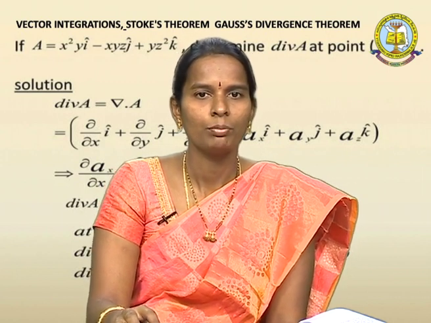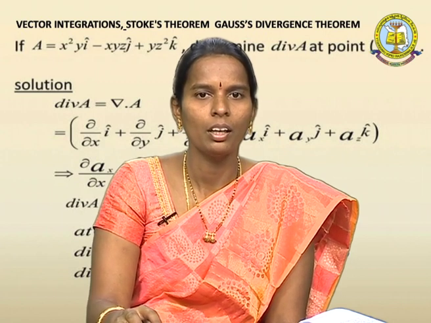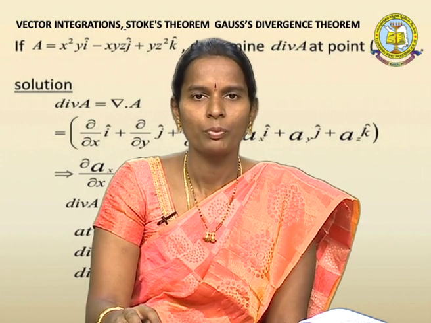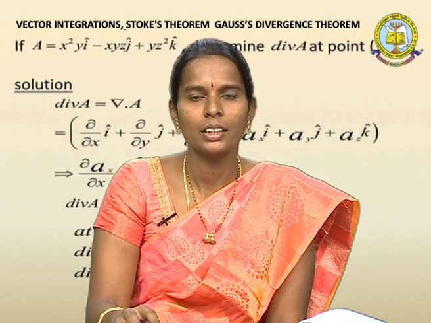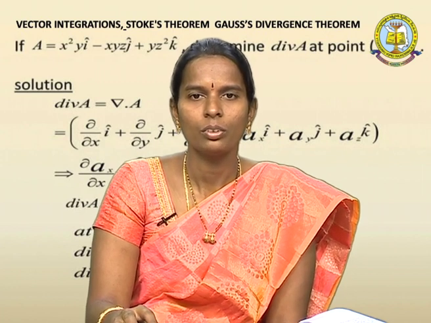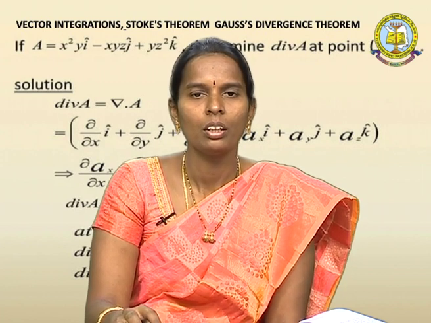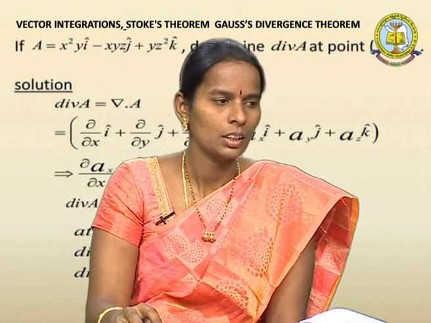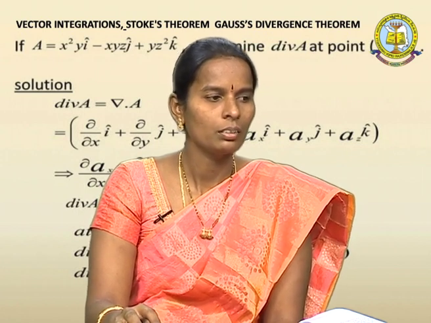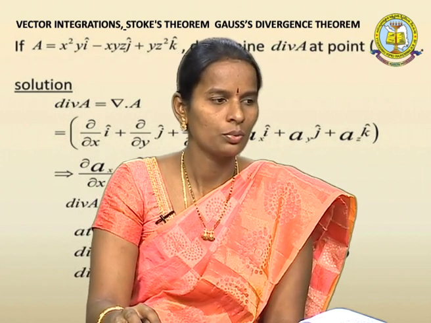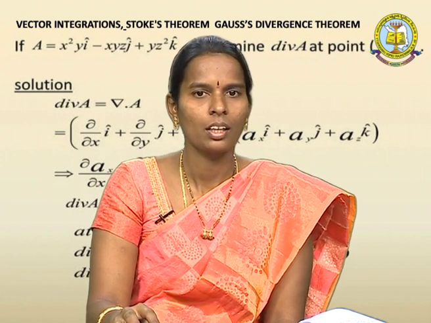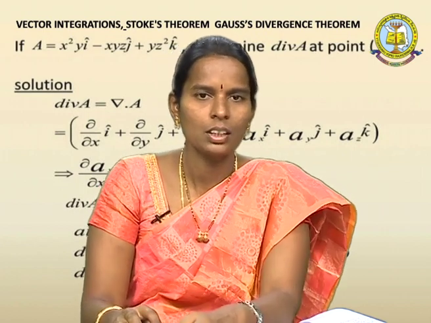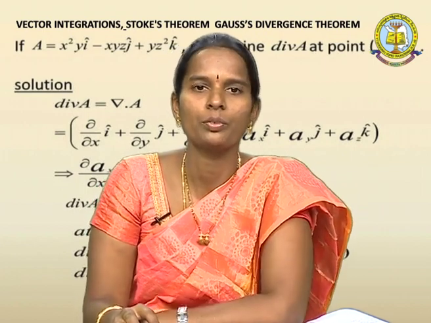Here i dot i is 1, i dot j is 0, and i dot k is also 0. So only i dot i equals 1, j dot j equals 1 and k dot k equals 1. Multiplying these terms, we get dou by dou x of x squared z, plus dou by dou y of minus 2y cubed z squared, plus dou by dou z of x y squared z. This is the partial differentiation with respect to x, y, z.